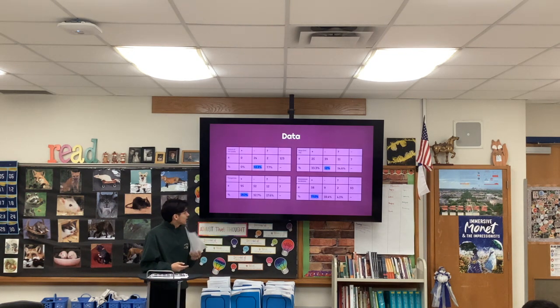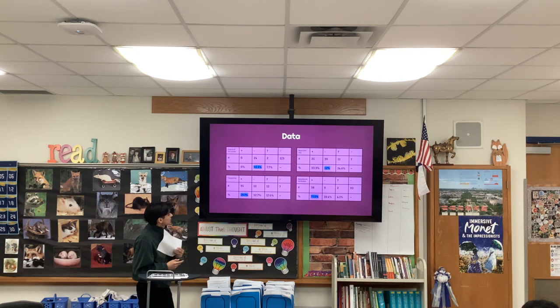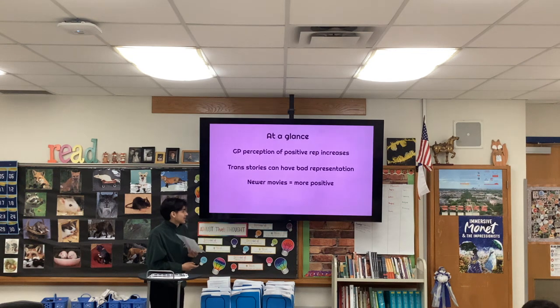So the data I got, here are the numbers. Most of the stuff that is shown isn't really important except for what's highlighted. We can see that in the older films, negative representation is more prevalent, and in the newer films, positive representation is more prevalent. At a glance, this shows that the general public's perception of positive representation is increasing over time. It also shows us that trans stories are capable of having bad representation, and that these newer movies generally have a more positive representation.